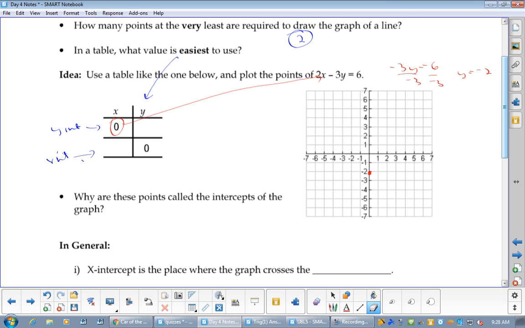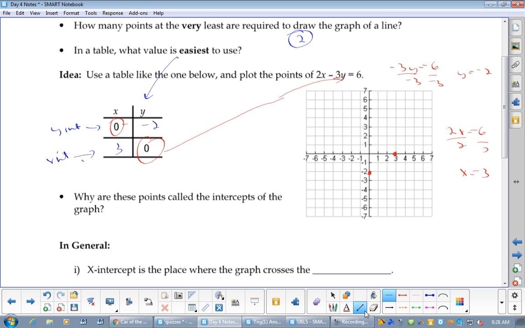Your x-intercept is by putting 0 into y. Okay, so I'm going to do that math over here. That would be 2x equals 6. The minus 3y goes away, doesn't it? Because 3 times 0 is 0. So that's just gone. Divide by 2. x equals 3. Okay, so I'll write this in: 0, negative 2, and 3, 0.